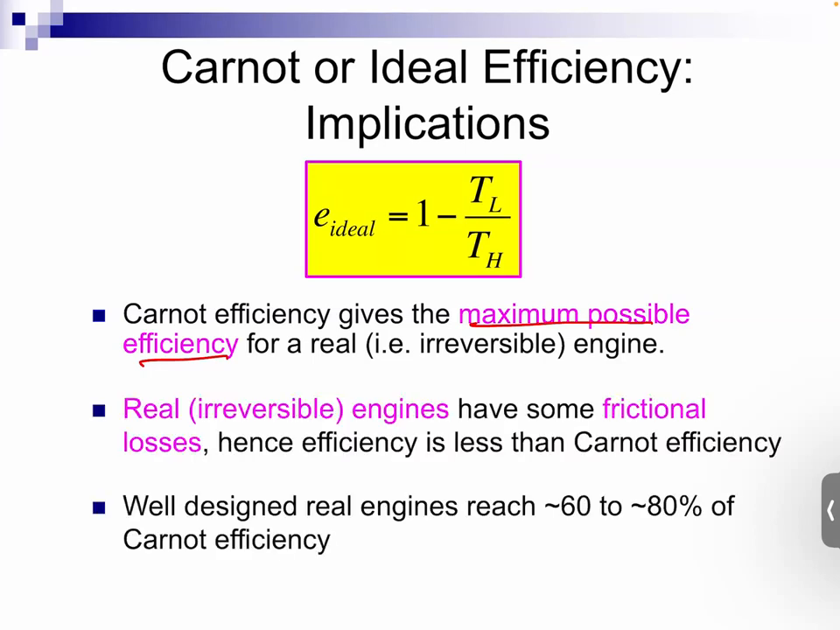Okay. But then the real engine that you build will always have frictional losses. So the real engine you build will have an efficiency that will be less than the perfect or Carnot efficiency that you've estimated, right? And in reality, well-designed engines, real engines, reach about 60 to 80% of the Carnot efficiency. Right.